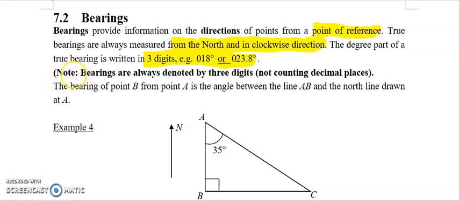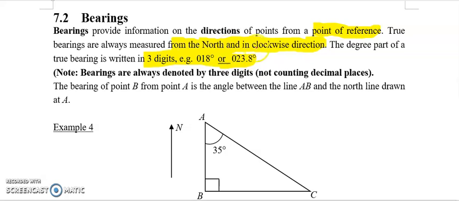So bearings are always denoted by 3 digits. In the case of a calculation, maybe we have an answer of 8. We add a 0 to the front to make it 3 digits, so 008 degrees. If you have a decimal, for example 23.8 as your answer, you add a 0 in front of 23, so 023.8, to make it 3 digits in front of the decimal place.